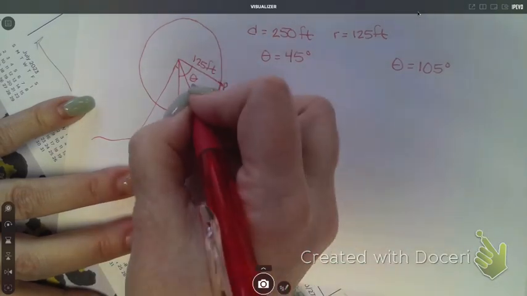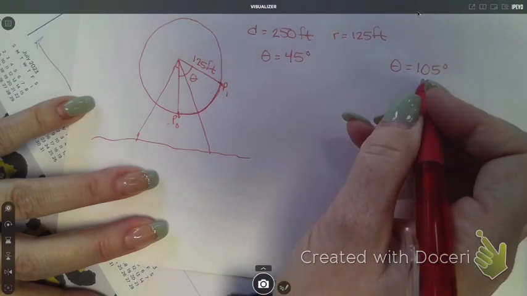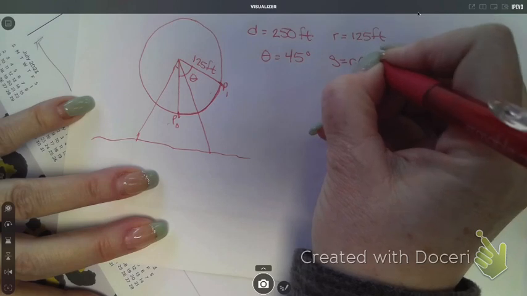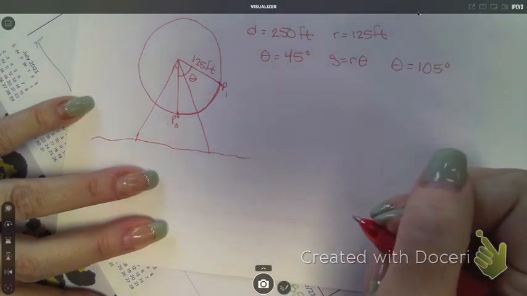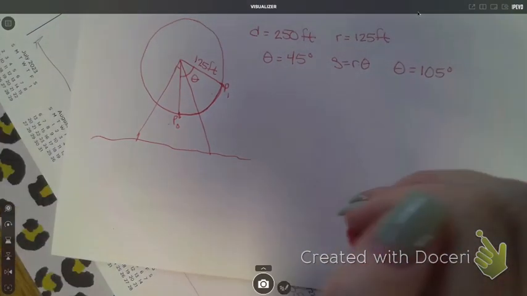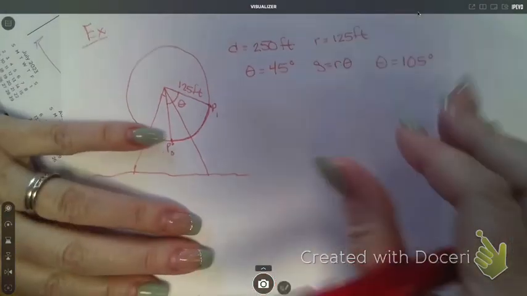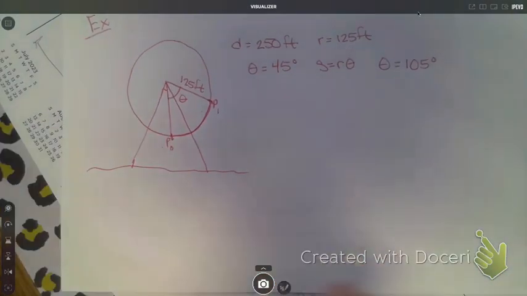And we have our thetas. We have two different thetas, yes? Yes. So we're going to use S equals R theta. Can I say theta R too? Yep. I usually write S equals R theta, but when I write it out, I put theta R just because I do.